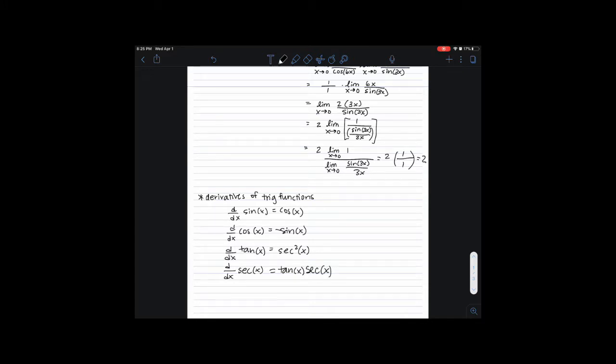Okay, so you guys, I believe, have those on your cheat sheet. If you don't, I would write them down and have them next to you during the exam.